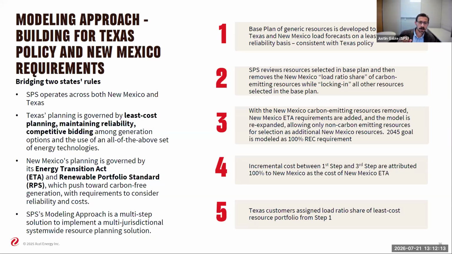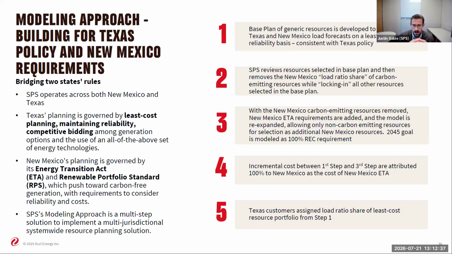Now, this is a difficult problem to solve, and SPS is taking a multi-step solution to solving the situation. We generally consider it 5 steps, where we have a base plan of generic resources. It's developed to meet both Texas and New Mexico. That's our base and emerging tech scenarios, consistent with the Texas and New Mexico policy for least cost, maintaining reliability, and competitive bidding.